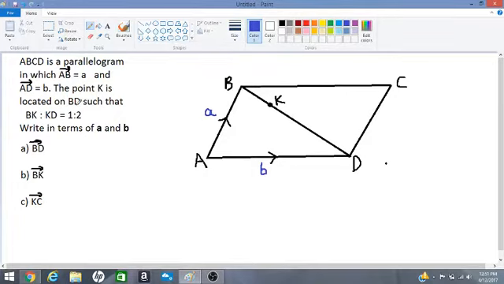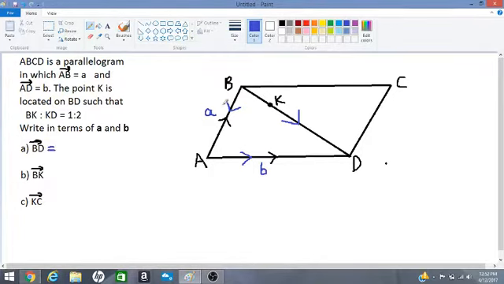The point Q is located on BD such that there's a ratio given there, 1 to 2. In terms of a and b, you have vector BD. Okay, so we are trying to figure out how to get from B to D. Is there another way to get from B to D? Yes, there is. There are other ways to get from B to D. This is one of the ways. You can go from B to A, and when you reach A, then you go from A to D. So we are following the blue arrows, and we want to write that down.